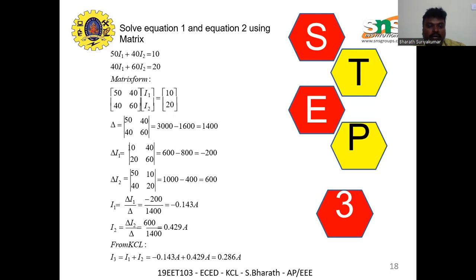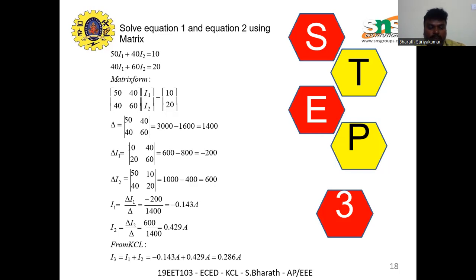Find the value of delta. Delta is the determinant of [50, 40; 40, 60]: 50 into 60, 3000, minus 40 into 40, 1600, which is equal to 1400. Delta I1 is the determinant of [10, 40; 20, 60]: 60 into 10, 600, minus 40 into 20, 800, which is equal to minus 200.